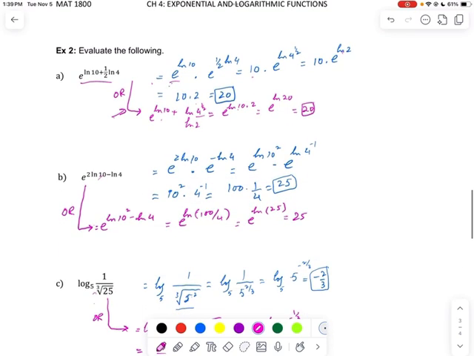Same thing here. So 2 ln of 10. So I can split it like this. I would rather we do it this way. It's easier. So e to the ln of 10 squared minus ln of 4, which means e to the ln of 100 over 4, and 100 over 4 is 25. So we get e to the ln of 25, which leads us to 25.